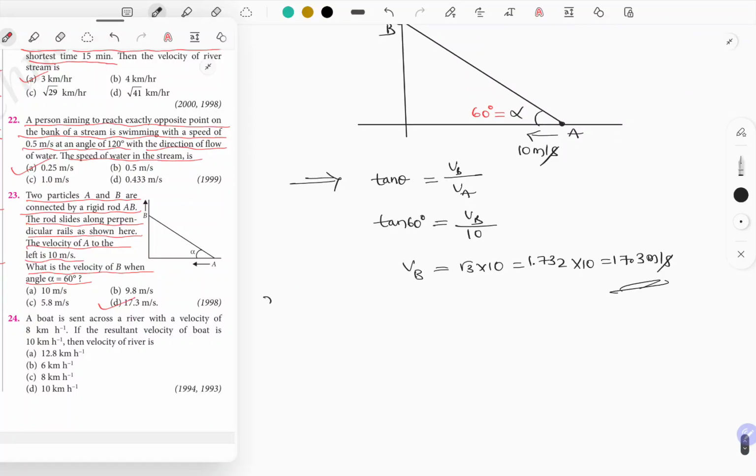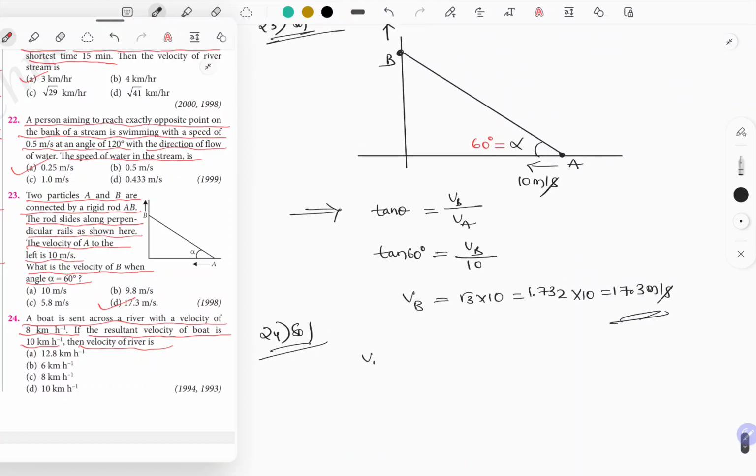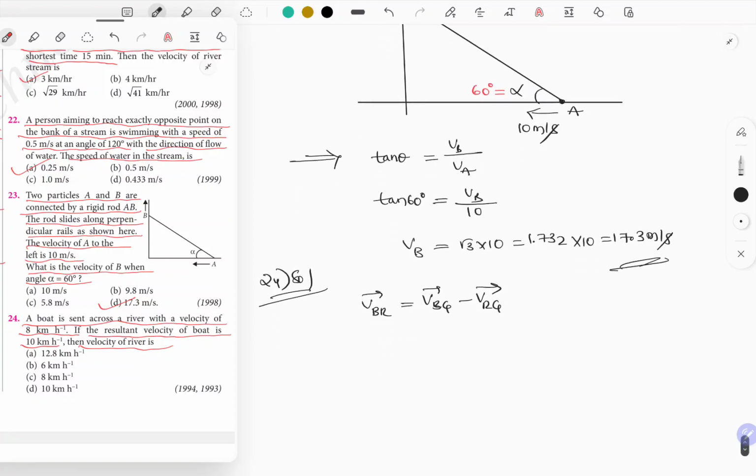Very good. Next, 24th solution. A boat is sent across a river with a velocity 8 km per hour. If the resultant velocity of the boat is 10 km per hour, then find the velocity of the river. Okay. So formula: velocity of the boat with respect to river is equal to velocity of the boat with respect to ground minus velocity of the river with respect to ground. The question they are asking is velocity of the river.